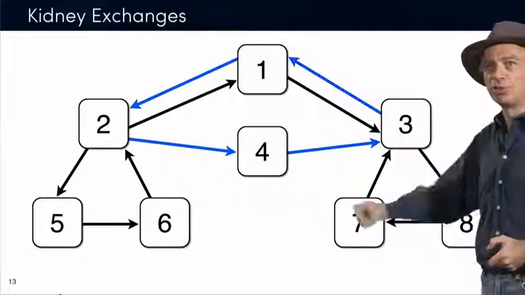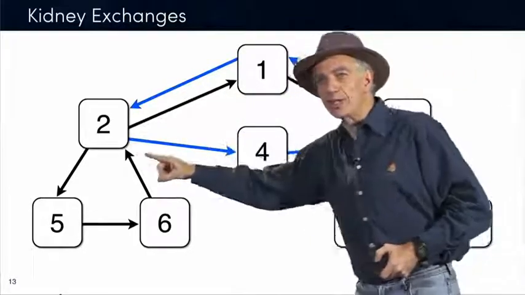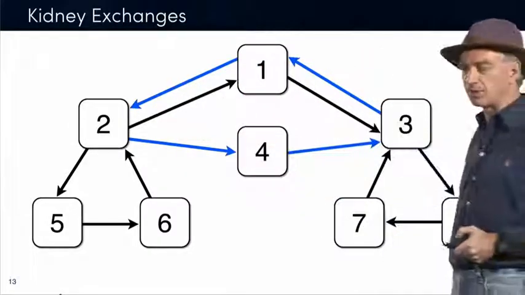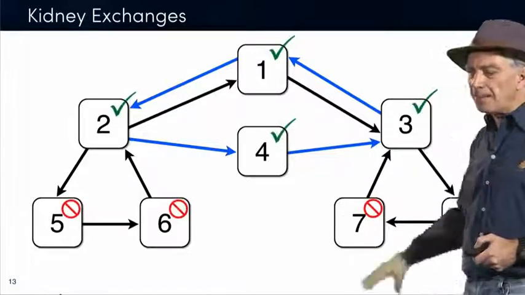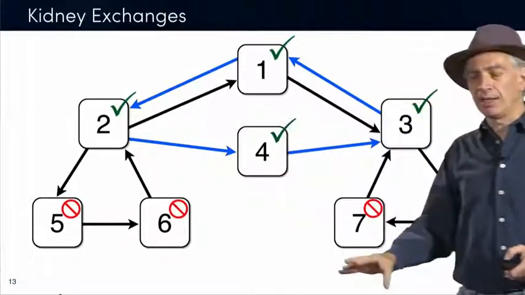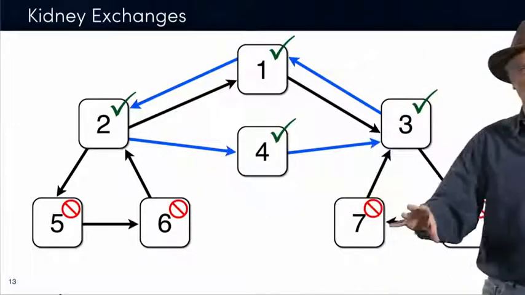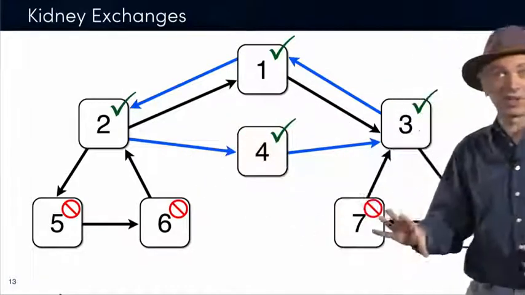Okay, so you see this beautiful blue cycle here moving from these donor pairs to other donor pairs and so on. And if you apply this, we are basically saving 4 people, and there are 4 more people that are left without kidney at this point. They may receive a kidney later, but at this point they don't have one.